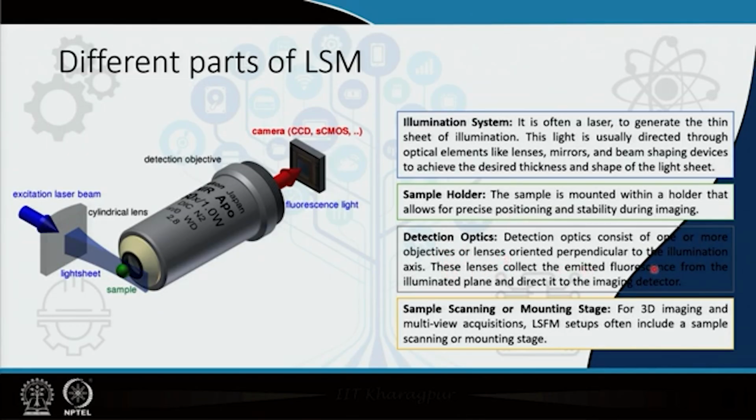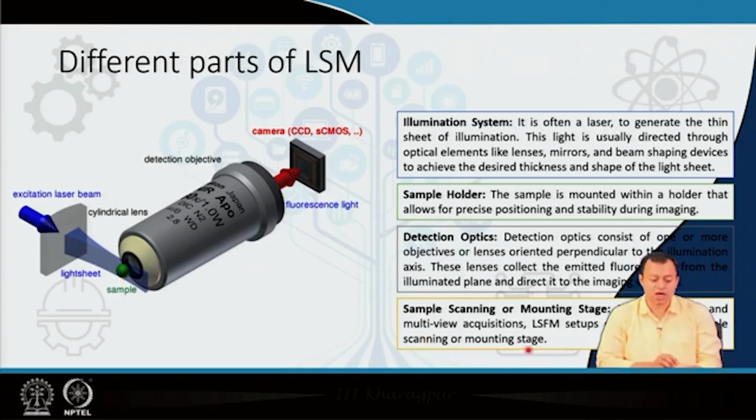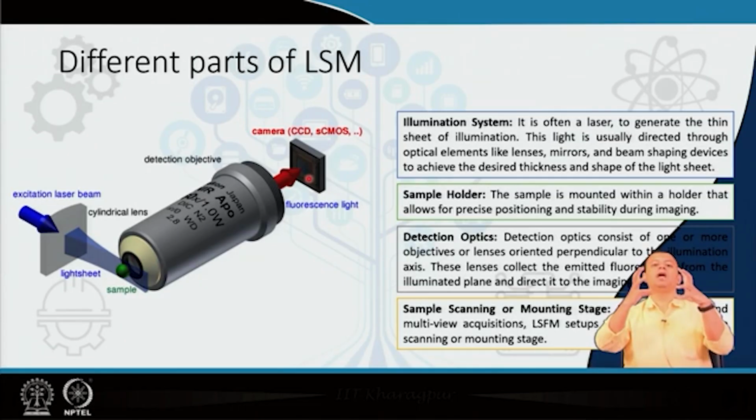The lens collects the emitted fluorescence, and for 3D imaging with multiple acquisitions in a light sheet fluorescence microscope, you have obviously used some sort of fluorophore, often including a sample scanning or mounting stage. The advantage here is that as the sample is illuminated plane by plane and the scattered information is collected, you are able to get a 3-dimensional view of the sample. A 3-dimensional fluorescence image of the sample is possible.